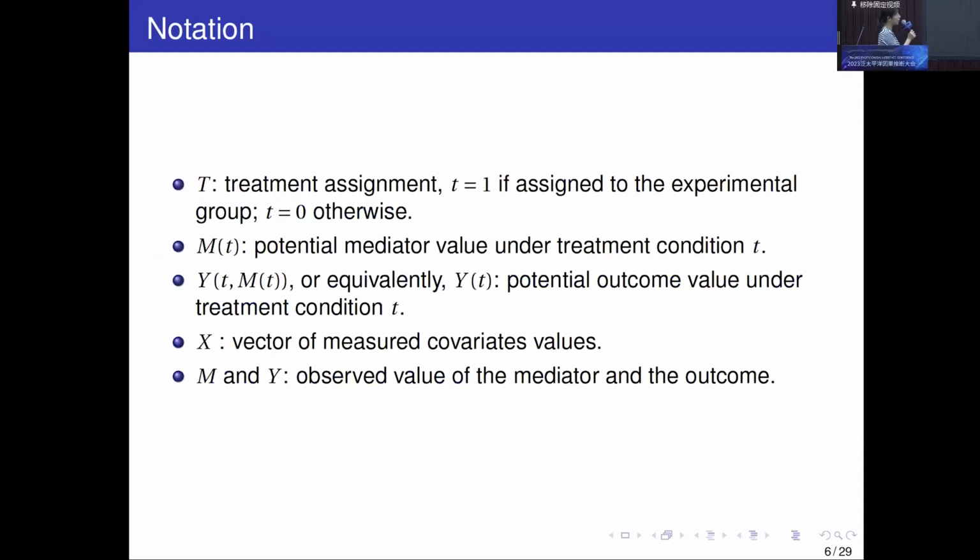Okay, we use T to denote the treatment assignment, which equals 1 if a subject was assigned to the experimental group and 0 otherwise. And we use the potential outcomes approach to define causal effects. We use M_T to denote the potential mediator value under treatment condition T. And we use Y_T(M_T), or equivalently Y_T, given that M is in the pathway from T to Y, to denote the potential outcome value under treatment condition T. We use X to denote the vector of measured covariates and M and Y to denote the observed value of the mediator and the outcome.